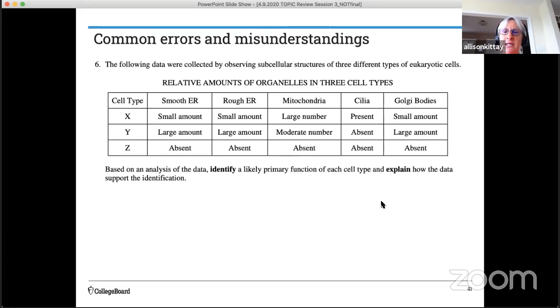And finally, cell Z doesn't have any of those things. None of those organelles are present in cell Z. Your question is: based on the analysis of this data, identify a likely primary function of each cell type, and then explain how the data support the identification. So you're making a claim. You're making a claim that the function of cell type X is blank, and then you're using the data to support that claim. Okay, so let's take a look at how students answered this.